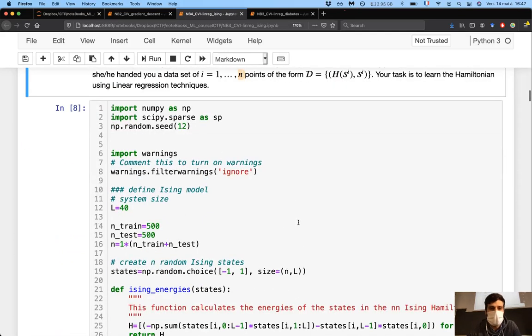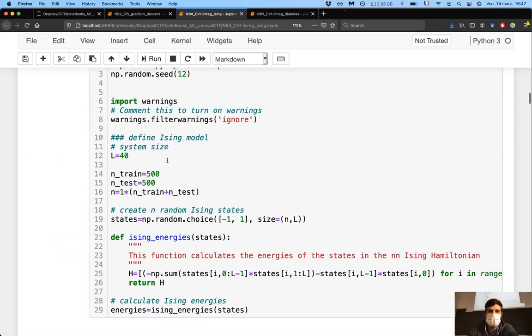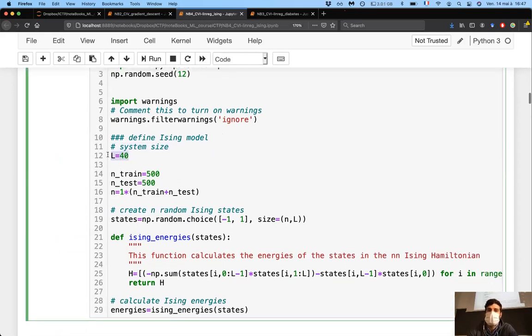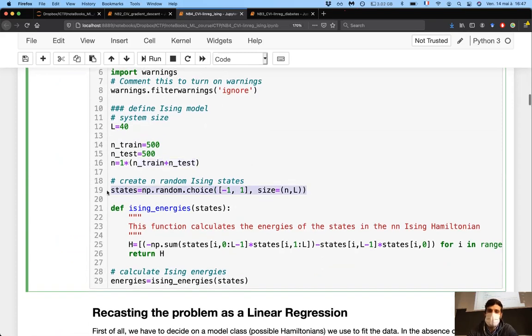All right. So here is a small piece of code. Again, I will not spend too much time on the details, but essentially here I'm defining the size of the system, the number of spins on the ring. Here will be the number of training samples, the number of test samples, and N is the total number of samples. This line here is just generating random configurations. It takes values in the discrete set {-1, 1}, it's not the continuous set of all the real numbers between -1 and 1, and it will generate N such configurations of size L.